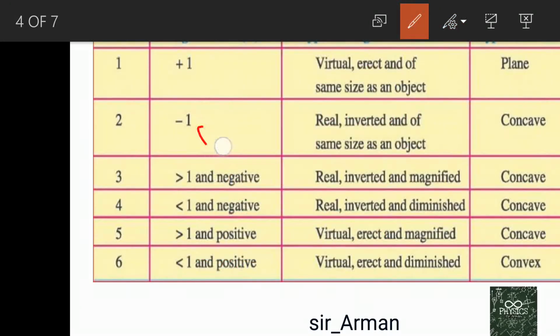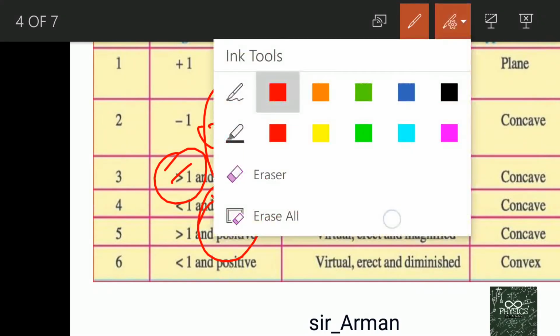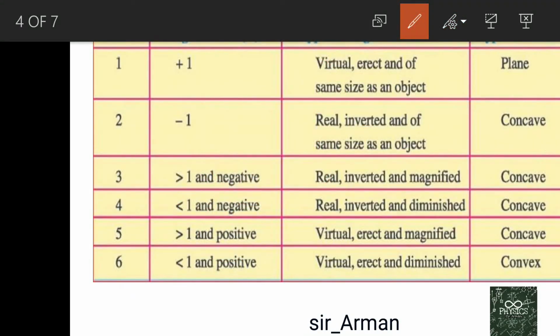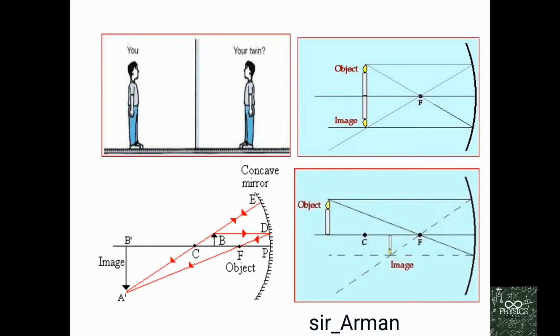Similarly, suppose I am having minus 0.5 and plus 0.5. So here it indicates the image is diminished, that is smaller, but the minus sign indicates it is real and inverted and the plus sign indicates it is virtual and erect. So here we have magnification greater than 1 and positive. Positive indicates the image is virtual and erect. So you are very familiar with the concave mirror.